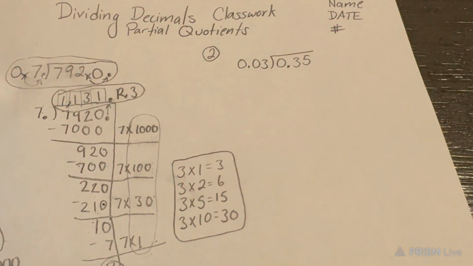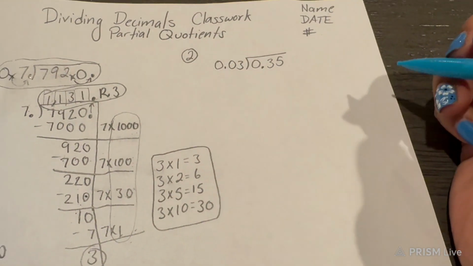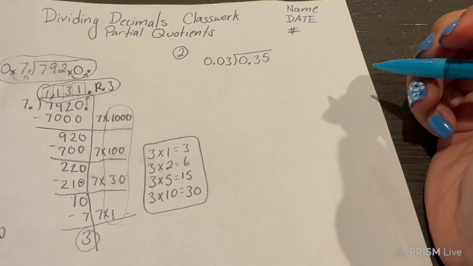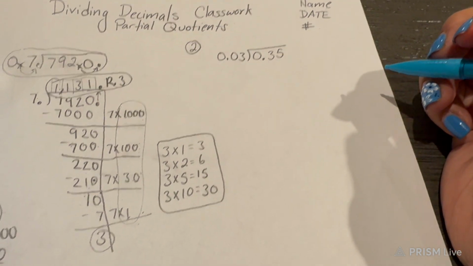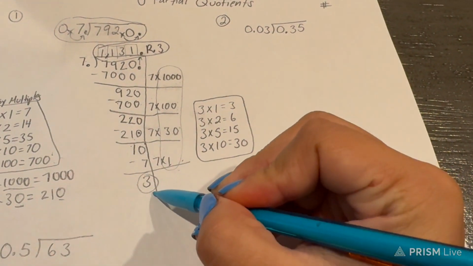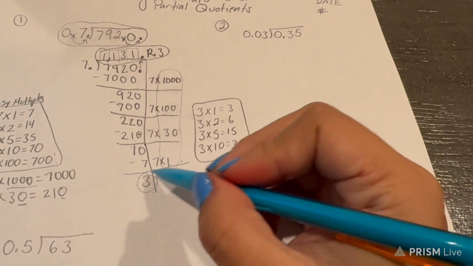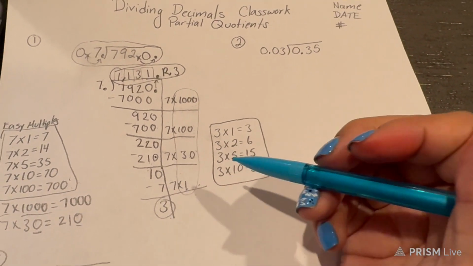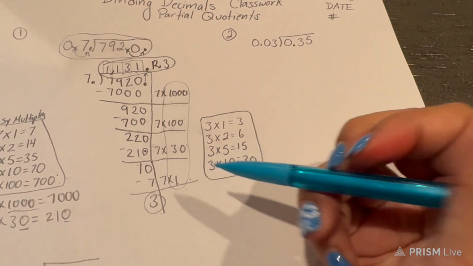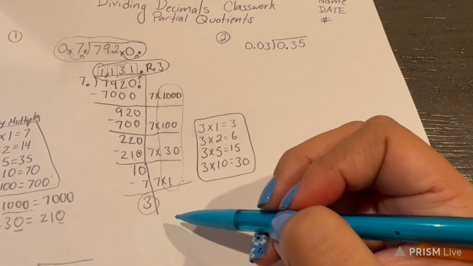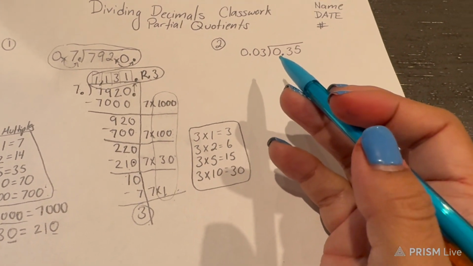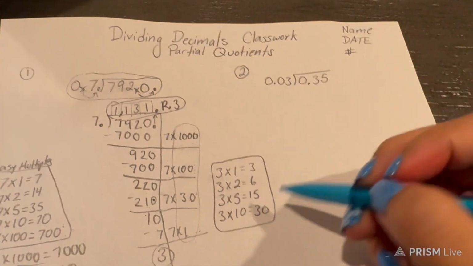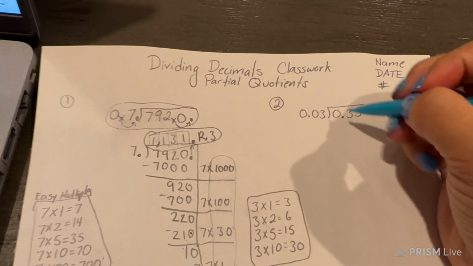Let's go ahead and move on to number 2. For number 2, you're also going to have a remainder, which means that you're not going to end up with a 0. You are going to end up with something left over. So that's what's different about this worksheet that you guys are working on now. You are now having to deal with remainders. So now for number 2, I've already done the easy multiples, and we're gonna go ahead and get started.